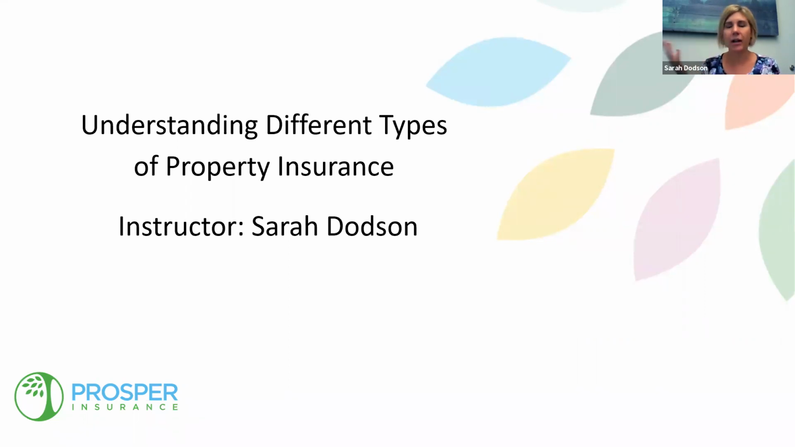And then it changed and you'd be like, oh my gosh, I just learned all this. And now, you know, a lot of it is changing. So what I'd like to do is wait and do something separate that touches on all of the changes that FEMA has made to the flood insurance program. So today we are going to go over understanding different types of property insurance.